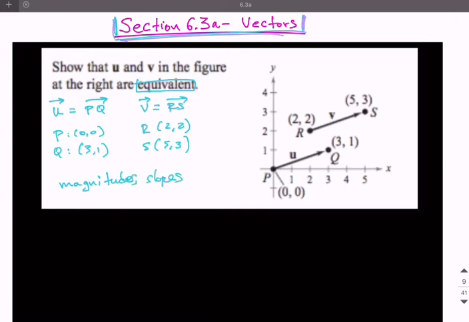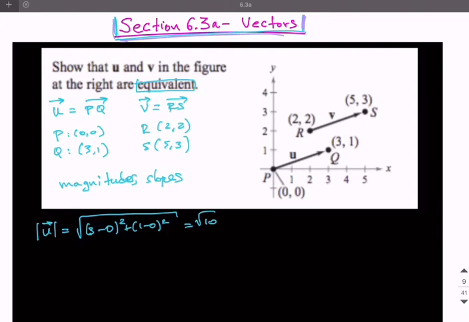So let me find the magnitudes first. The magnitude of vector u is basically the distance from P to Q. So it is the distance, and hopefully you remember the distance formula. It's going to be 3 minus 0, so final minus initial, plus 1 minus 0. So basically you find square root of 10.